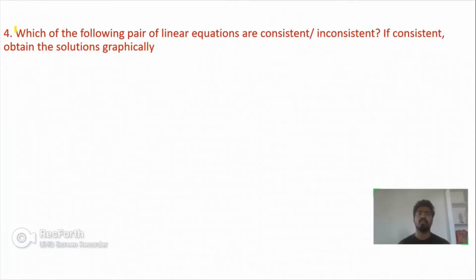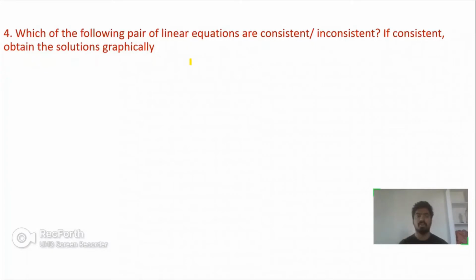Which of the following pair of linear equations are consistent or inconsistent? If consistent, obtain the solutions graphically. So what are they asking in the question? They are giving a pair of linear equations and they want us to check whether the given pair of linear equations are consistent or inconsistent. If the given pair of equations is consistent, then they want us to obtain the solution graphically.